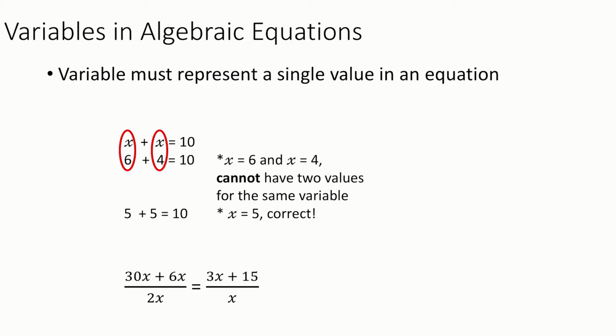So if you see something more complicated, such as this, 30x plus 6x divided by 2x is equal to 3x plus 15 over x, each one of these x's all represents the exact same value. And really, because of that fact, that's the reason why we're able to isolate for x and then eventually solve for it when we're doing the algebra to solve for the x.